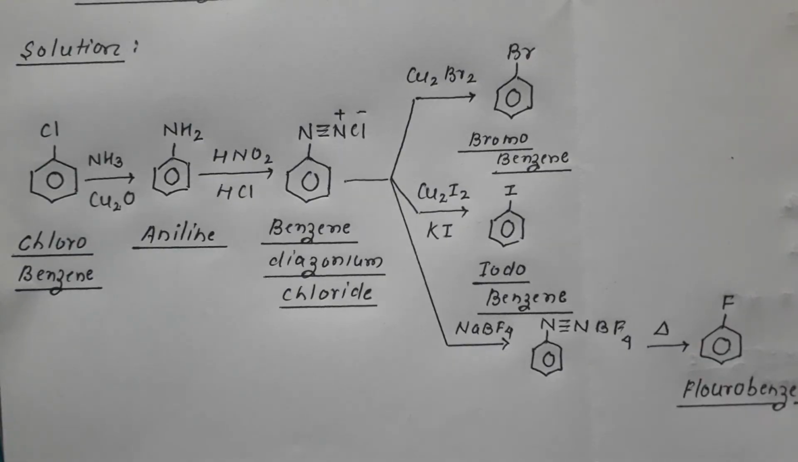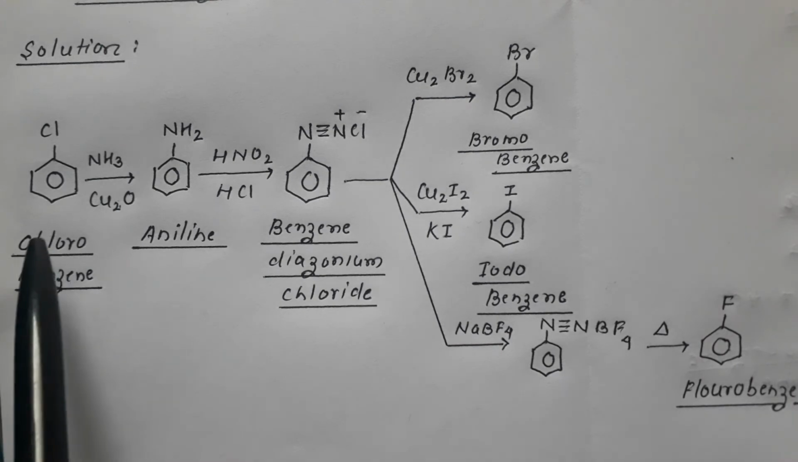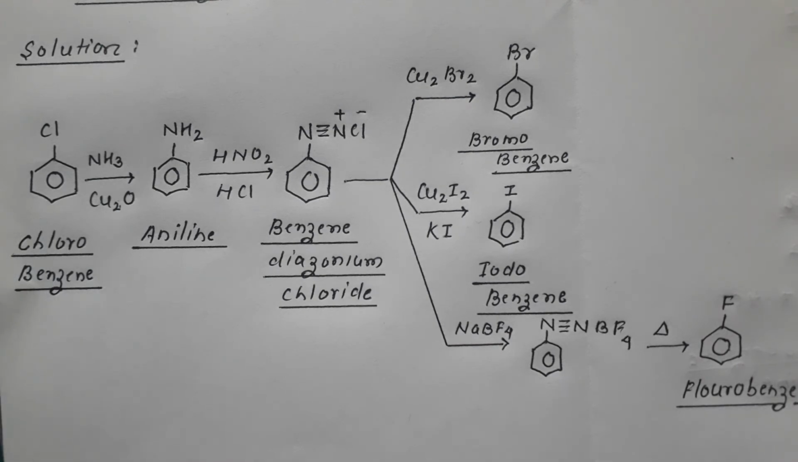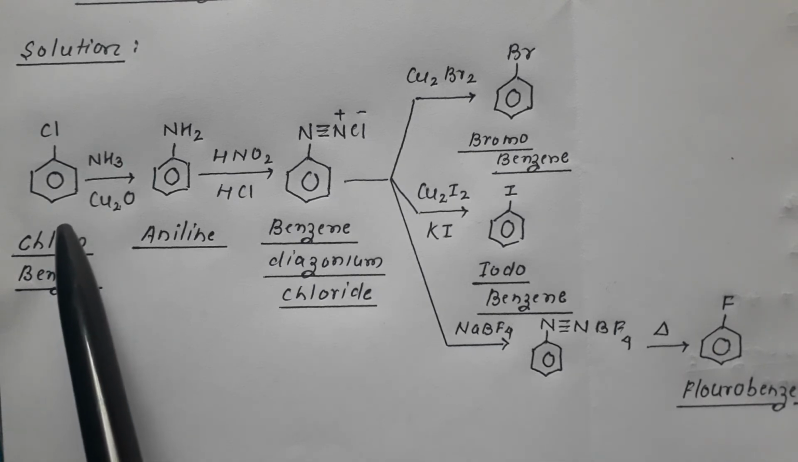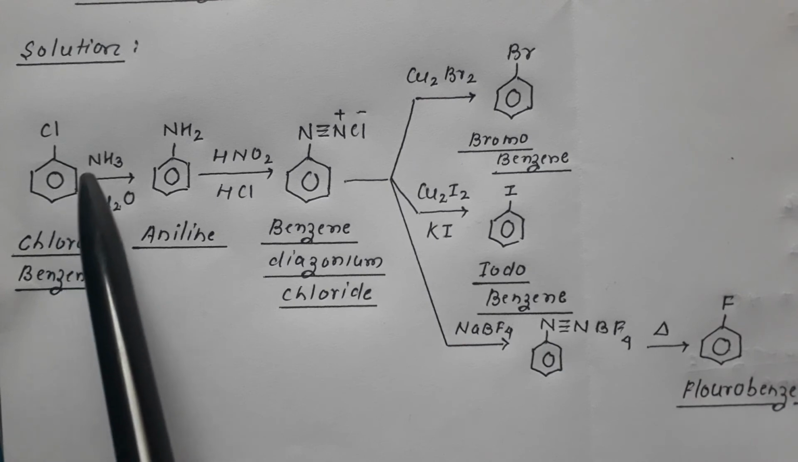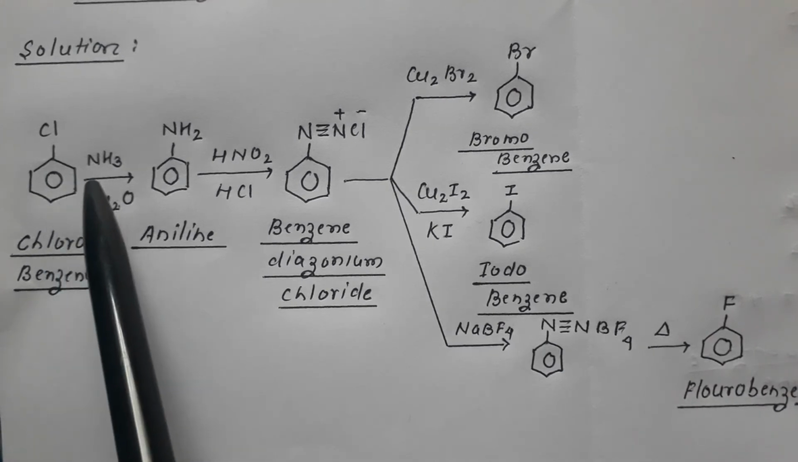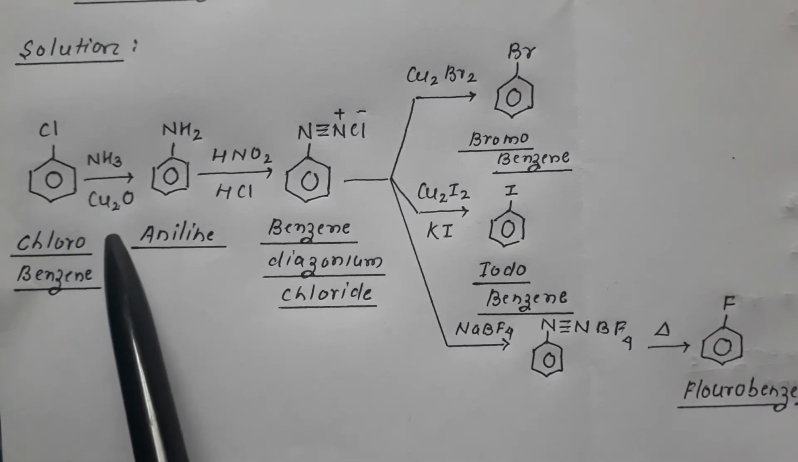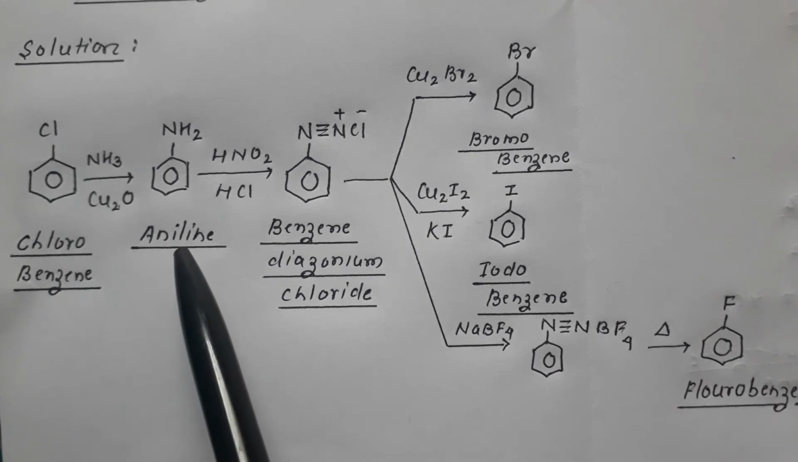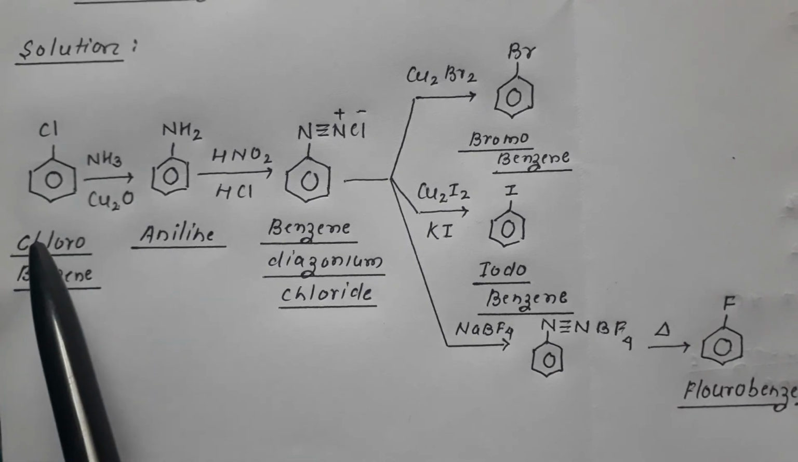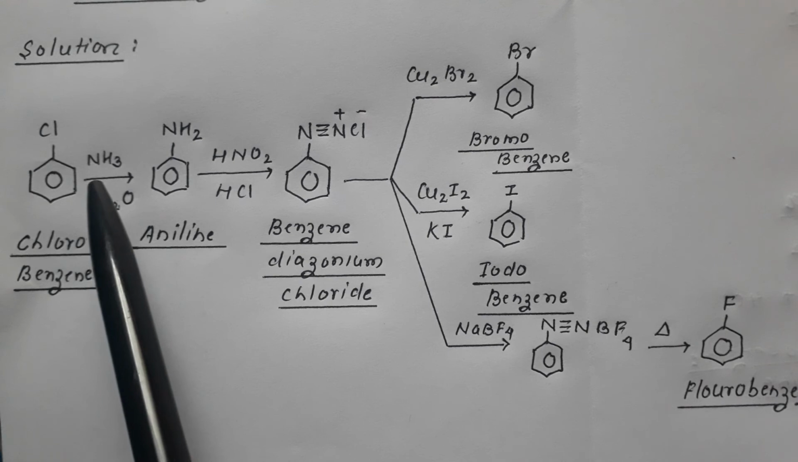So let us deal with the solution. Now what we have to do? We have to convert chlorobenzene into bromobenzene 1, iodobenzene 2, fluorobenzene 3. So we have taken chlorobenzene, make it react with ammonia in presence of cuprous oxide. It will convert into aniline. So we converted chlorobenzene into aniline by reaction with ammonia.